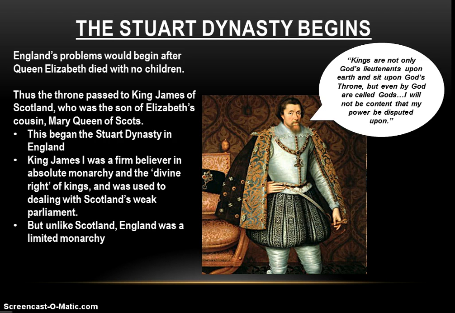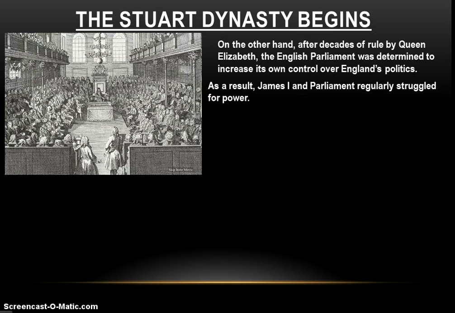That's a big mistake, because at the same time that he wants to rule as an absolute monarch in England, you've got England's parliament, who is looking to increase their own role in England's political life. They had been ruled by Queen Elizabeth for decades, and she was a very popular queen, and oftentimes Parliament simply gave her whatever she wanted. But now that she's gone, Parliament really wants to put its foot down and put its own stamp on the English political landscape.